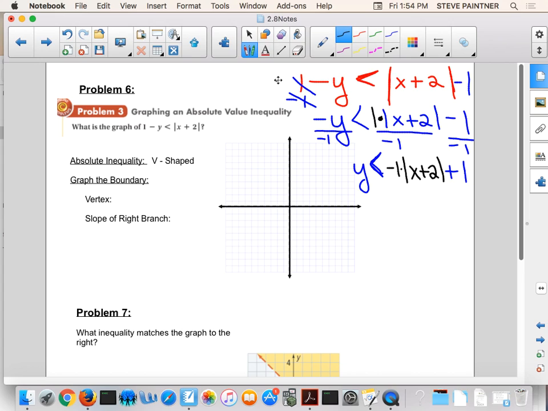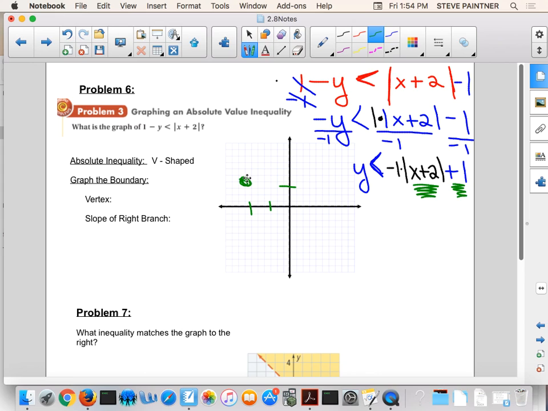We have graphed this all week. Do you know what to do when you see this? What's inside? What does that say? Left 2. What does this say? Up 1. There's my vertex right there.